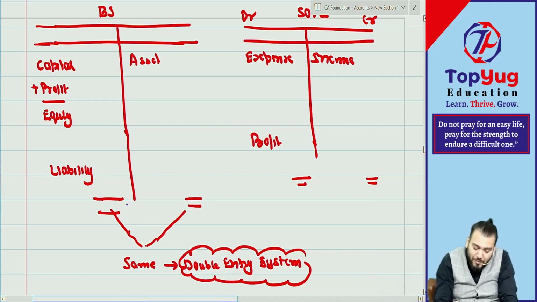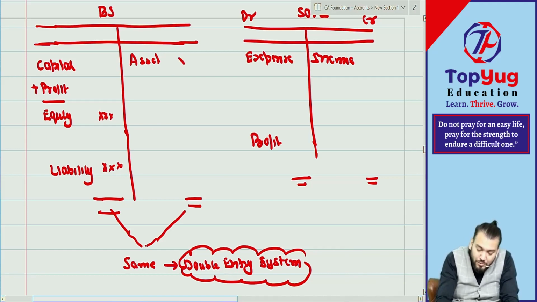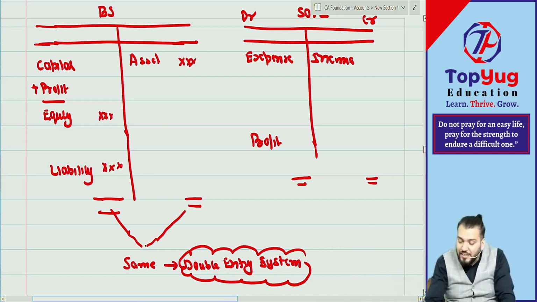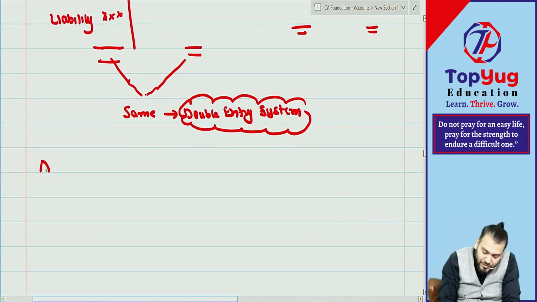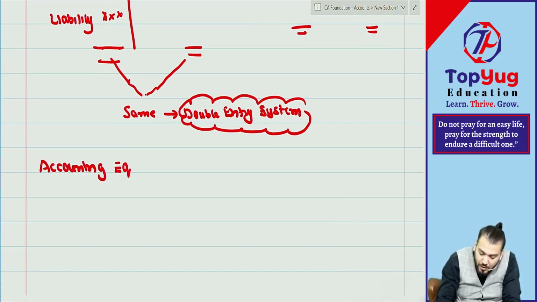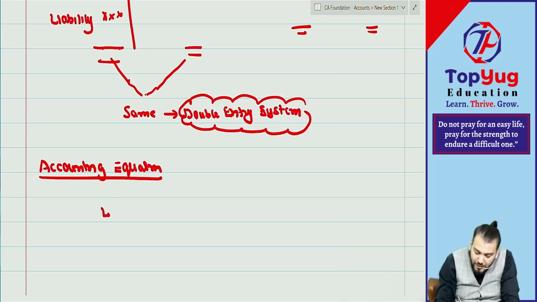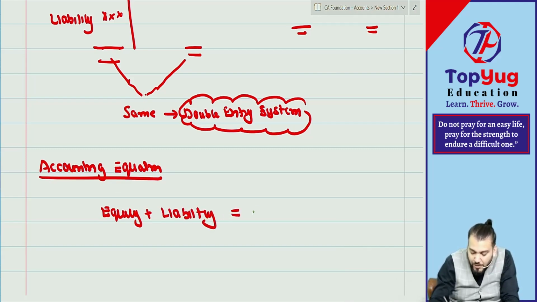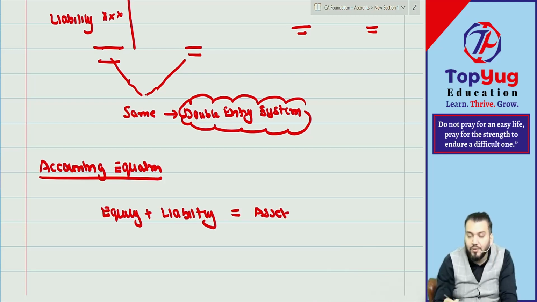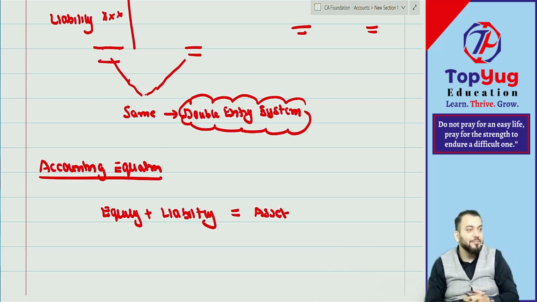So can you say we can derive one equation if these plus this should be equal to this? Yes or no? So what is the equation? Our accounting equation says, what does the accounting equation say? Accounting equation says equity plus liability must be equal to what? Asset. This is the accounting equation. Equity plus liability must be equal to asset.